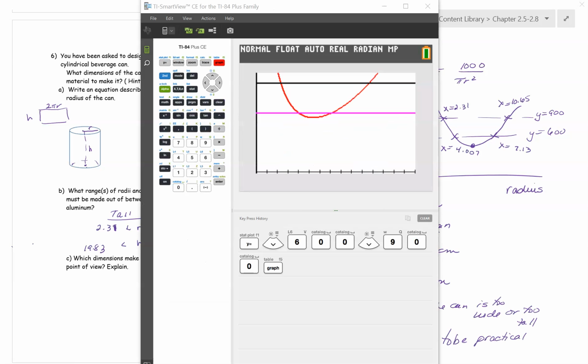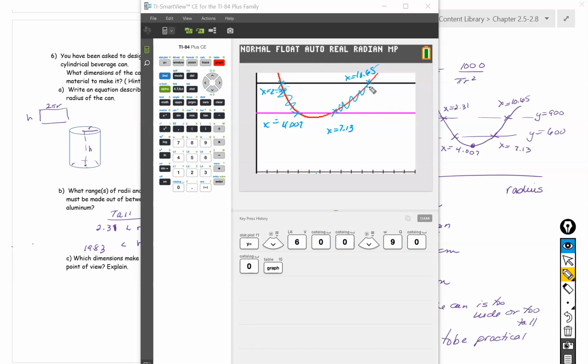So we go back to the calculator. Let y be 600 and y be 900. We need to find what values of r would be within those parameters. Looking at the calculator here, I need to find these intersection points. We went ahead and did that, and we found that this x was 7.13, this x was 10.65, this x was 2.31, and this x was 4.007 centimeters. So we know that all of these r values would be within our parameters.